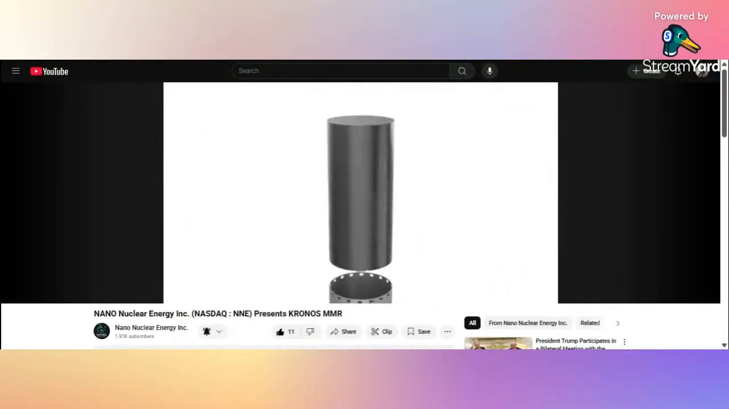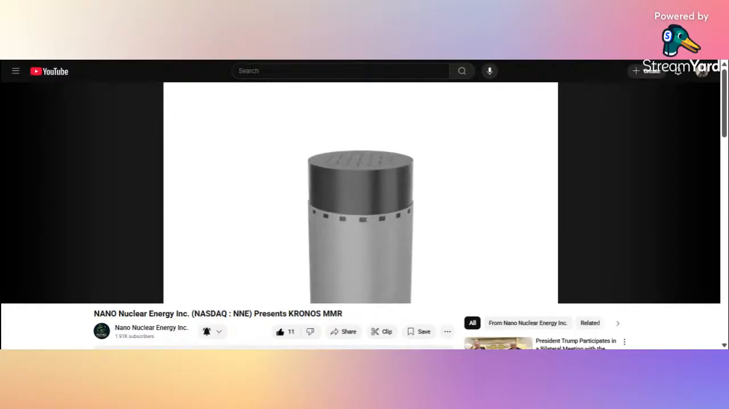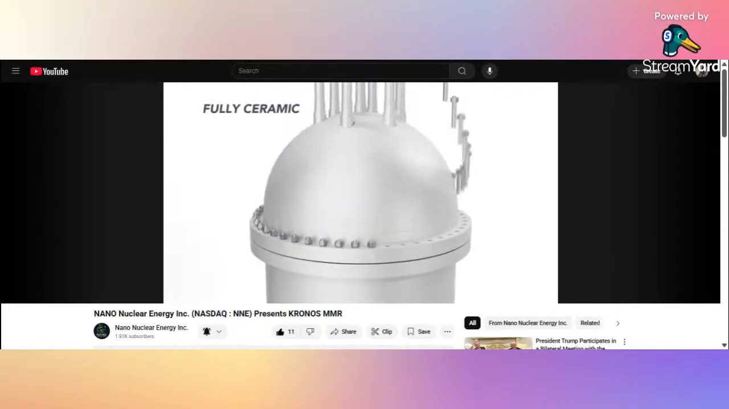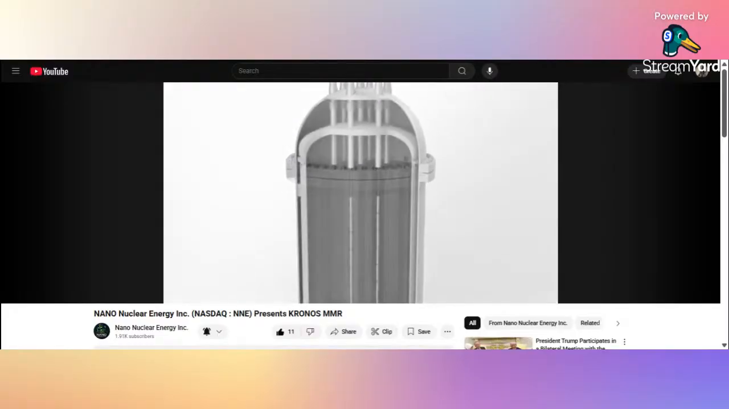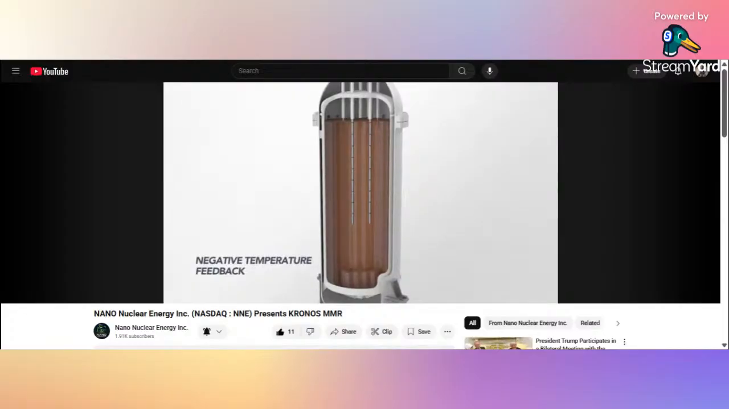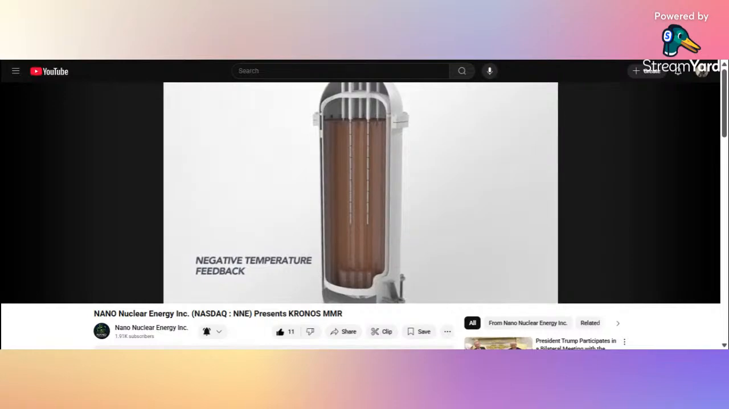This fully ceramic core has the lowest power density of any commercial reactor ever, allowing it to easily dissipate excess heat. To power it up, control rods are withdrawn and the fission reactions can begin. But these reactions slow down at higher temperatures. So to keep producing power, the reactor has to be cooled. If cooling stops, the reactor automatically shuts down.